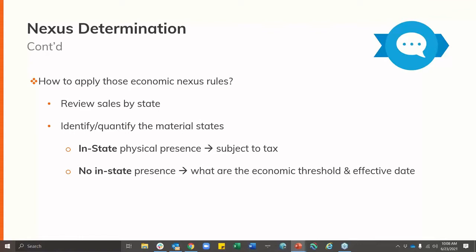So let's talk about, keeping that in mind, how do you determine that, okay, and how do you apply that? Well, you do have to review your sales by state, okay, and you have to review all sales by state. So you might be a company that does wholesale sales, retail sales, a combination of services and sales. So you might do services and tangible personal property. So you really have to look at what are my sales by state and what kind of sales by state do I have?